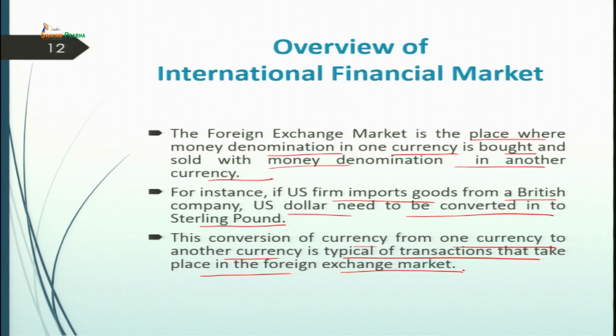Even when you are moving from your home country to a host country for tourism or medical tourism, you will be converting your home currency into the host country currency. Say, for example, for some dental treatment you are moving to Australia, and then you have to convert your Indian currency into the Australian dollar, right? So this kind of transaction, or the convertibility of currency, comes under the international financial market domain.